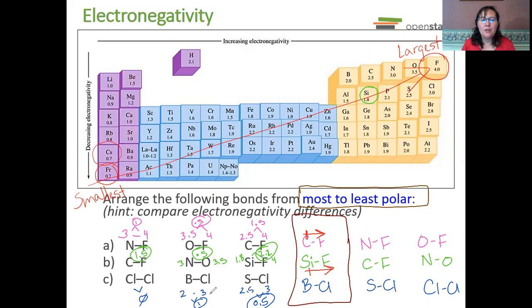And then we have boron to chlorine. Okay, well, boron is only 2 and chlorine is 3. So that means that this one is going to go in this direction also. And they won't always go from left to right. That just happens to be how they were drawn in this case. Okay, but what I've done here in red is just a little preview of what's called a dipole, where you draw an arrow that's pointing at the more electronegative atom.